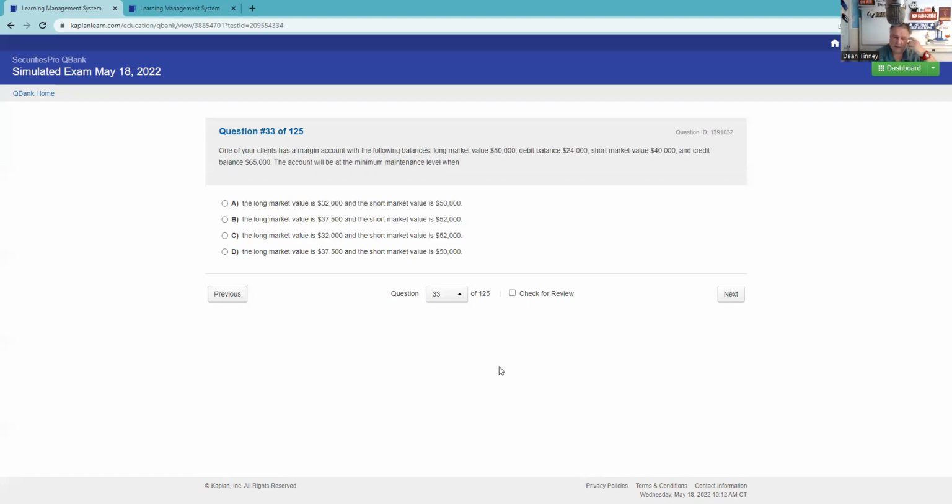One of your clients has a margin account with the following balances: long market value of 50, debit balance of 40, short market value of 40, credit of 65,000. So what we're going to do here is say that 25% is minimum maintenance on the long account, and 30% is minimum maintenance on the short account, but it says maintenance level. So what I'm going to do here is take 24 grand, and the way I do that is I divide by 0.75 and I get $32,000. You should definitely be able to take the $32,000.